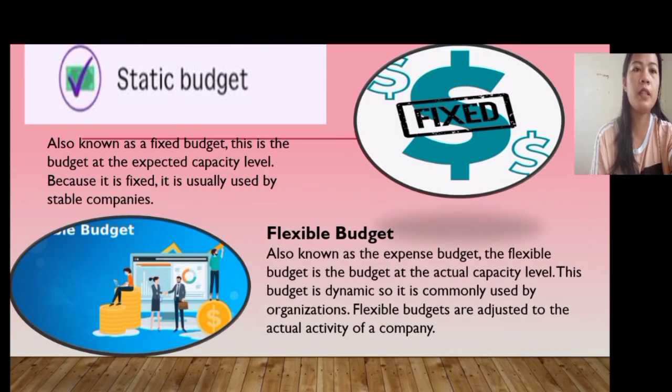Whereas a flexible budget, also known as the expense budget, means it can be changed or adjusted depending on the changes that happen within the budgeting period. So it is dynamic, and it is commonly used by organizations. Budgets are adjusted to the actual activity of a company. Whereas the static budget is a specific or fixed budget allocated within the period of time, unlike the flexible budget that can be changed depending on the problem or changes that happen within the budgeting period.